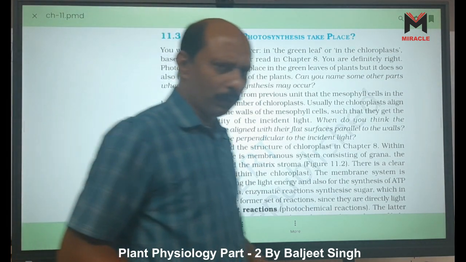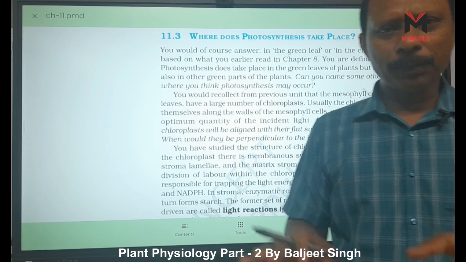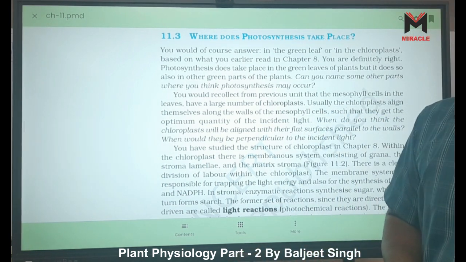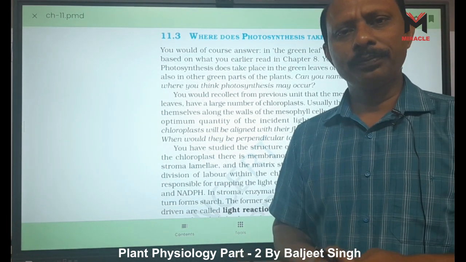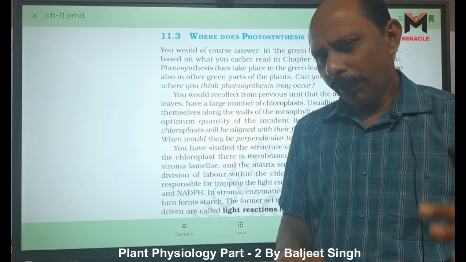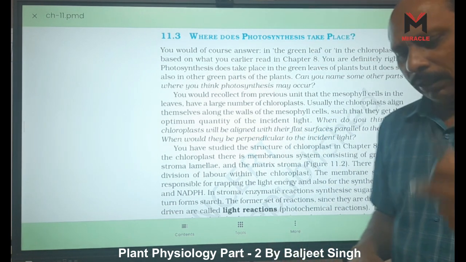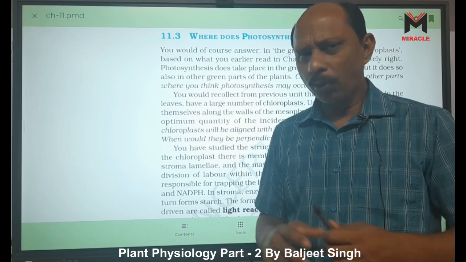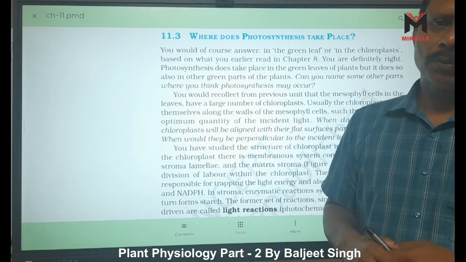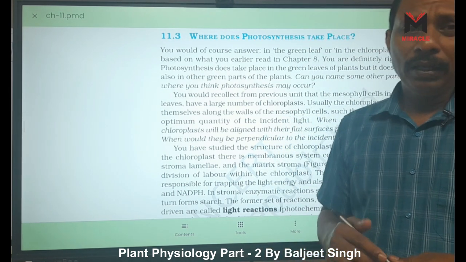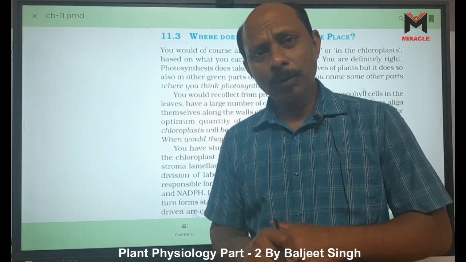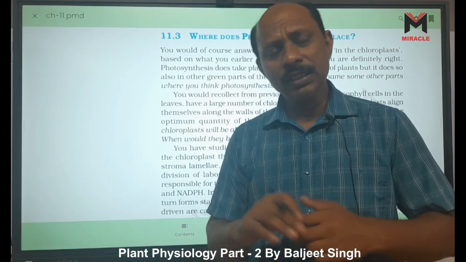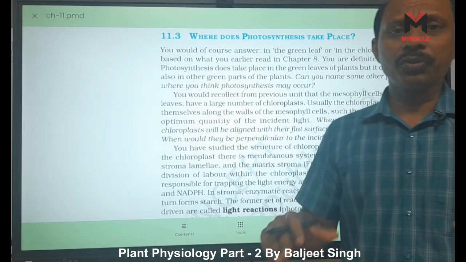In earlier classes, in very lower classes, up to 5th, we know green leaves make photosynthesis. Then when you come to higher secondary school, you understand why green leaves are green: due to the presence of chloroplast. So this chloroplast is responsible for photosynthesis. Why? Because chloroplast contains pigments. Which pigments? We can say photosynthetic pigments.